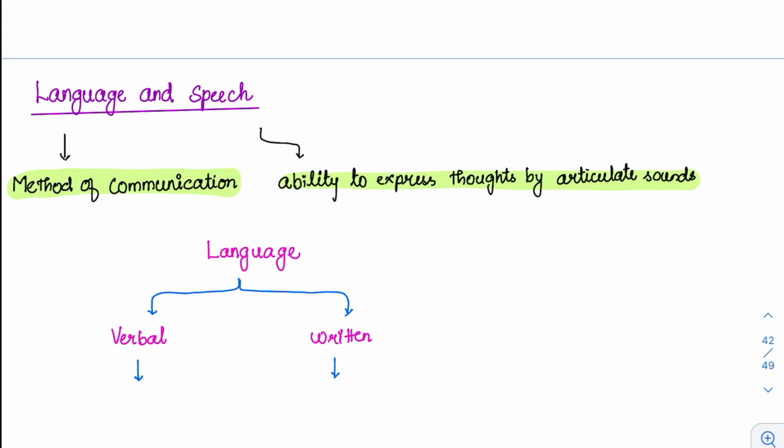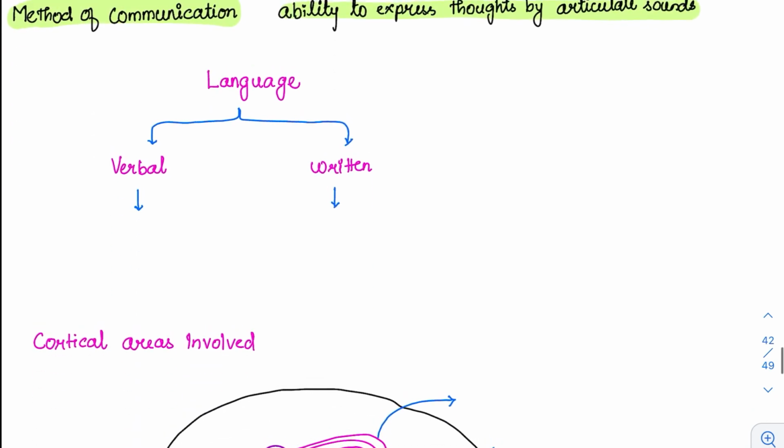So language can be verbal also, and can be written also. Whatever I'm saying, you are able to listen to it and understand it. That is the verbal language. And for a written language, we need some reading and writing. So verbal language involves the spoken language and hearing. The person hears the sound and he can speak back. So spoken and hearing, whereas written is for reading and writing.